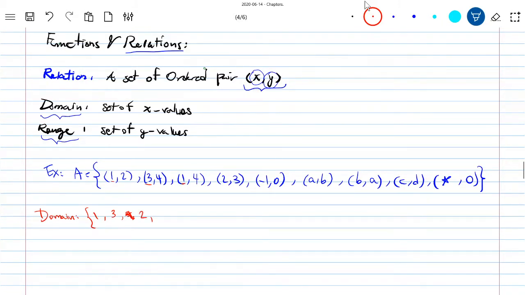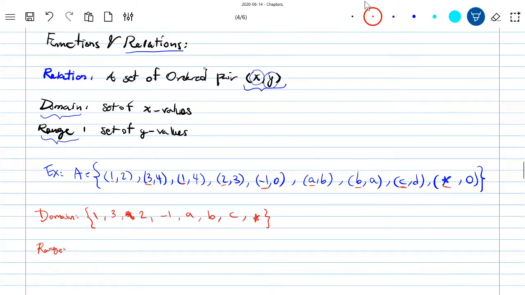So 2, negative 1, A, B, C, and star. Okay. This doesn't always need to be numbers. It could be names, it could be letters, it could be shapes, as long as you fill up the two entries. So what is the range?